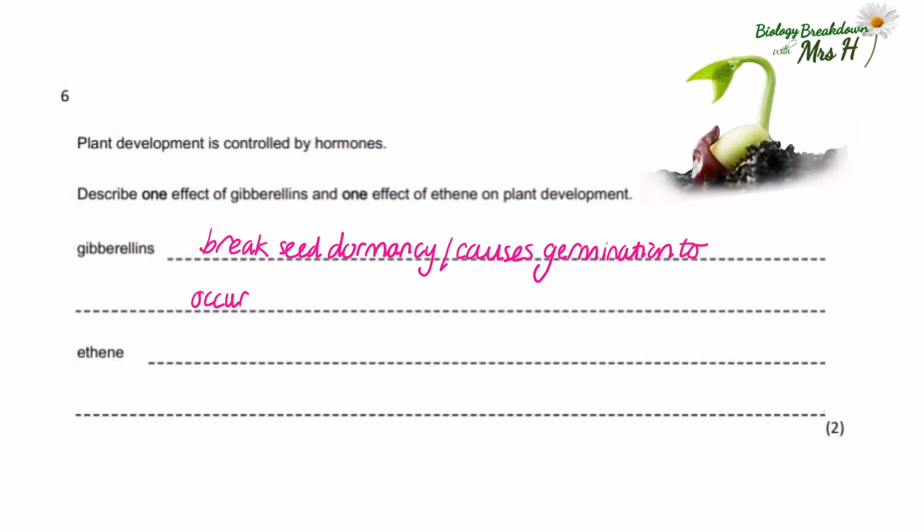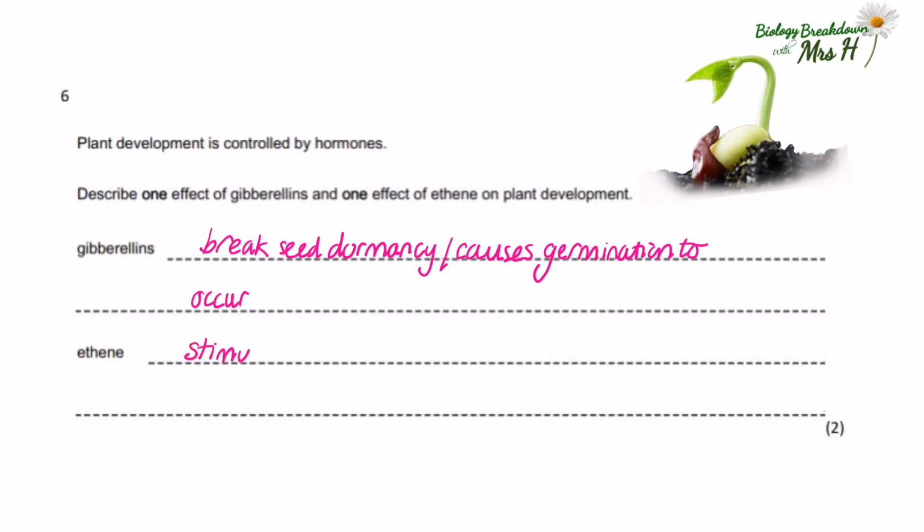We can use these hormones to our advantage because if we extract the gibberellins, then we can use them to make seeds germinate when they shouldn't normally be germinating. So that's something that we do in industry. And other effects you might know about for gibberellins are causing fruit growth and shoot growth, but we'll stick with the seed germination.